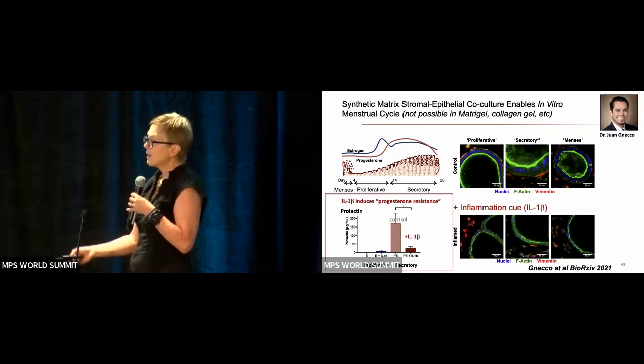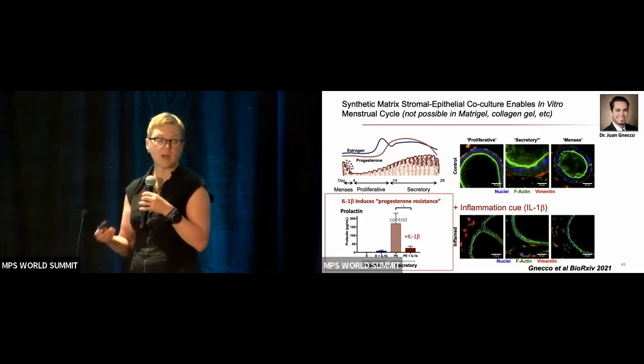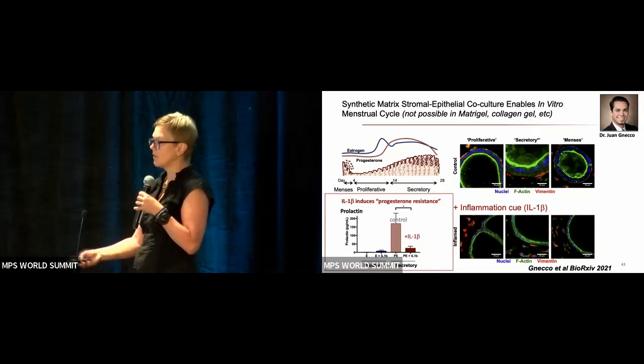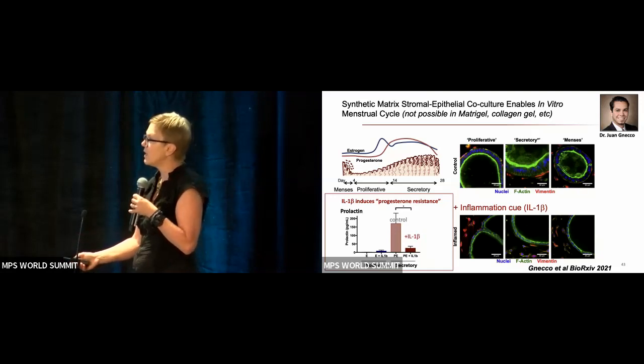And of course, if you add IL-1 beta to control co-cultures in this gel, the controls make a lot of prolactin, but IL-1 beta blunts their ability to respond to progesterone. So this is the progesterone resistance that you see in patients.